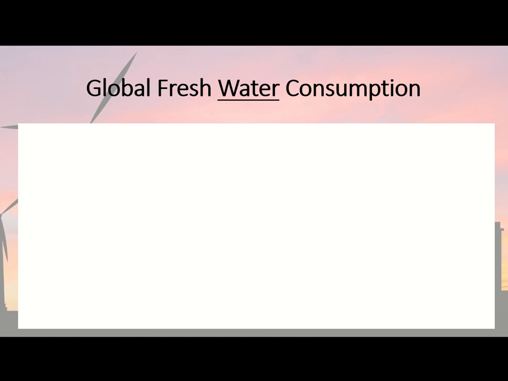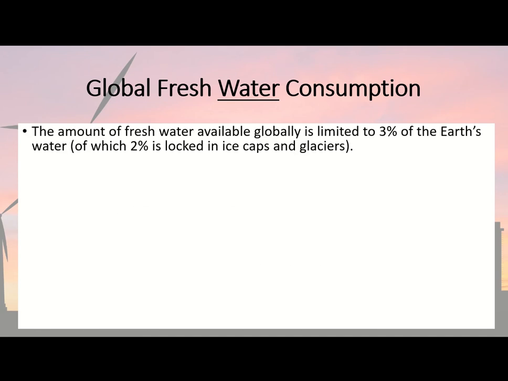Okay, now looking at fresh water consumption. So we've done energy, we've done food, and now we're on to water. The amount of fresh water available globally is limited to 3% of the Earth's water. So if you imagine, the Earth is a pretty wet place. The blue planet is called that for a very distinct reason.